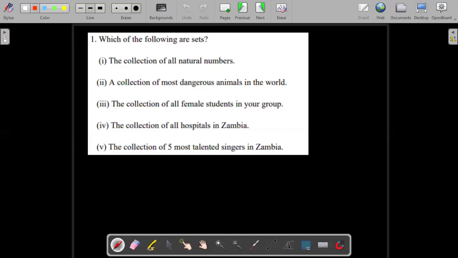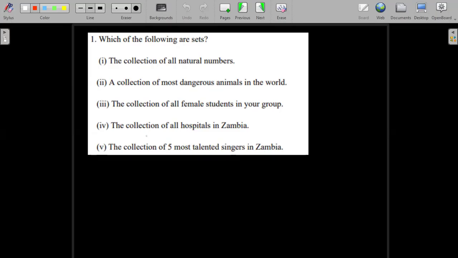So question 1, or part 1 of this, says, which of the following are sets? We have these listed here from 1 to 5, and they're asking us which of these are sets. So how do we identify which of these are sets? To identify them, we must first define what a set is. A set is a well-defined collection of distinct objects or elements. A collection of objects called elements. That's what a set is.